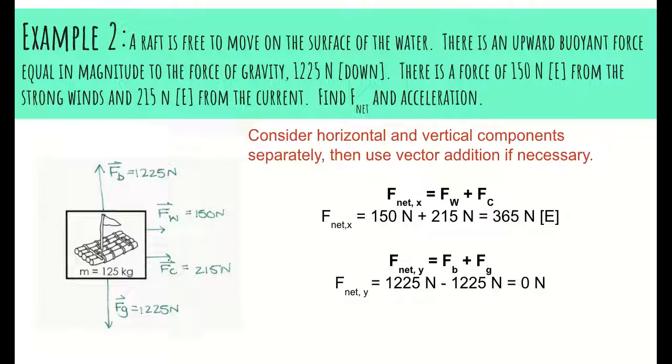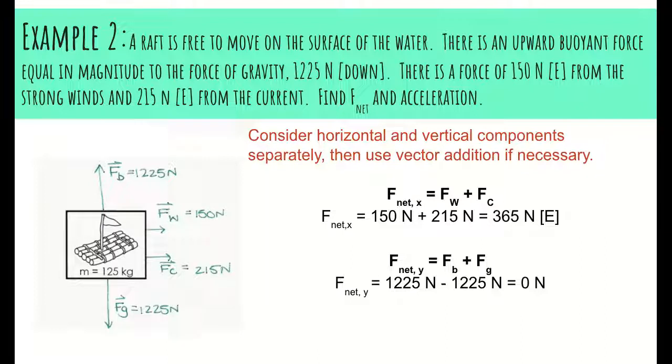If you look at this picture or the diagram here, we have the box and we're drawing the force vectors away from the box. So at the bottom you have Fg, which is your force of gravity, or the weight of the object, which will be 1,225 newtons. The problem told us that the buoyant force was opposing the force of gravity equally. So at the top you have Fb for buoyant force at 1,225 newtons.